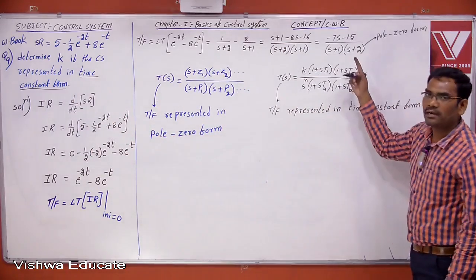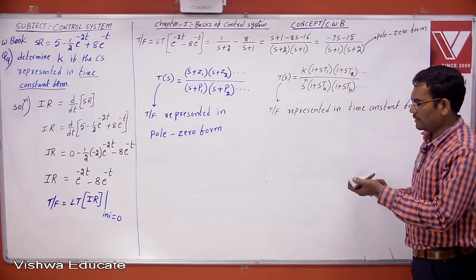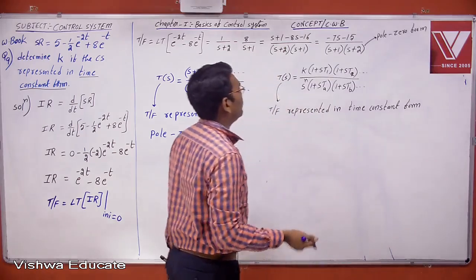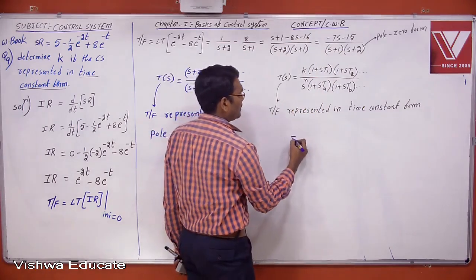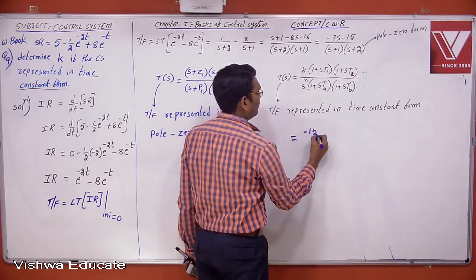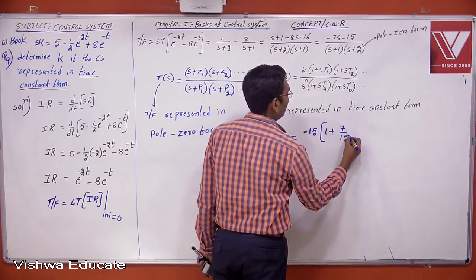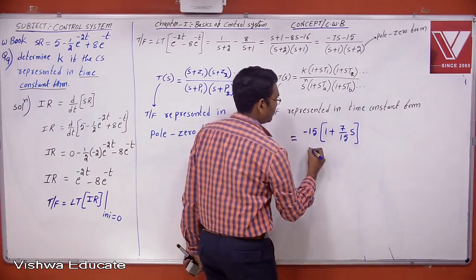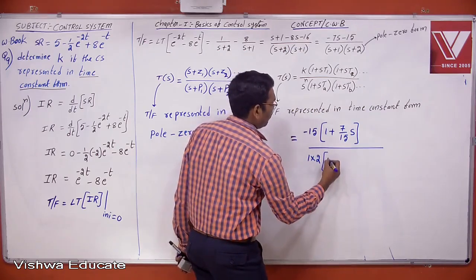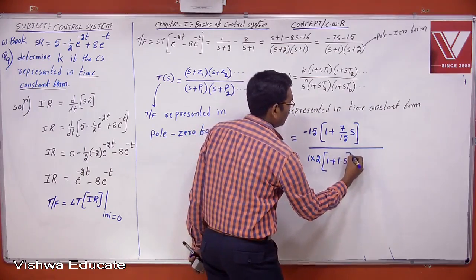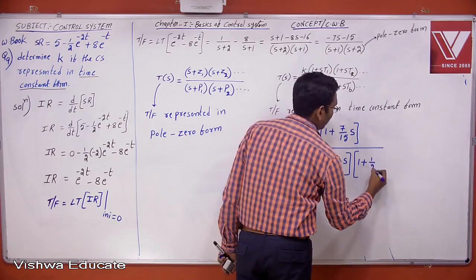Therefore, first convert this pole zero form to time constant form, then compare and you can get the answer. While converting pole zero form to time constant form, take all constants as common. Taking minus 15 as common in the numerator, 1 plus 7 by 15 into s, divided by, taking 1 as common and 2 as common, 1 plus 1 into s, 1 plus 1 by 2 into s.